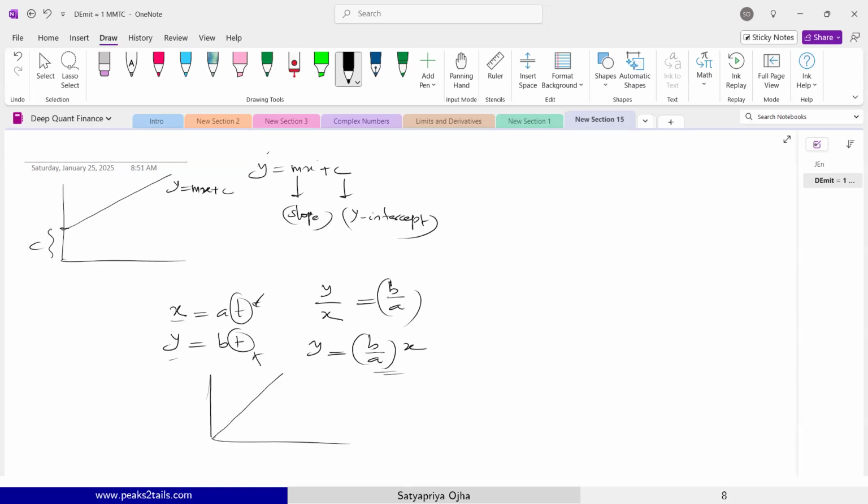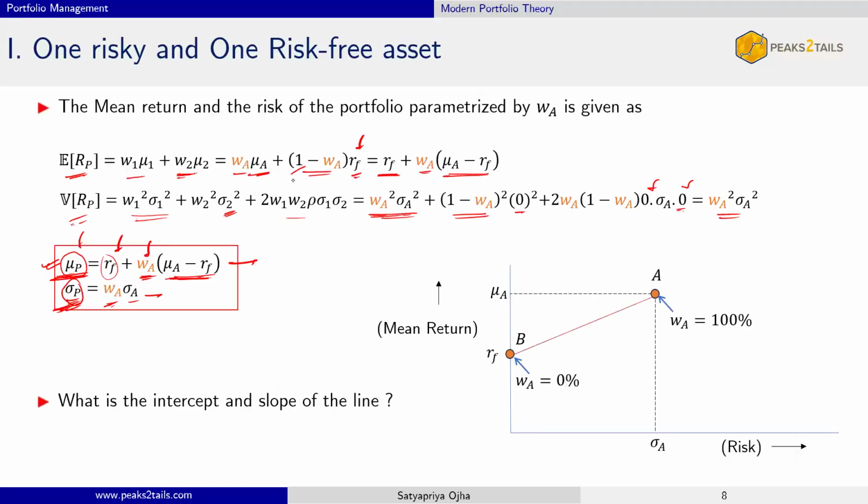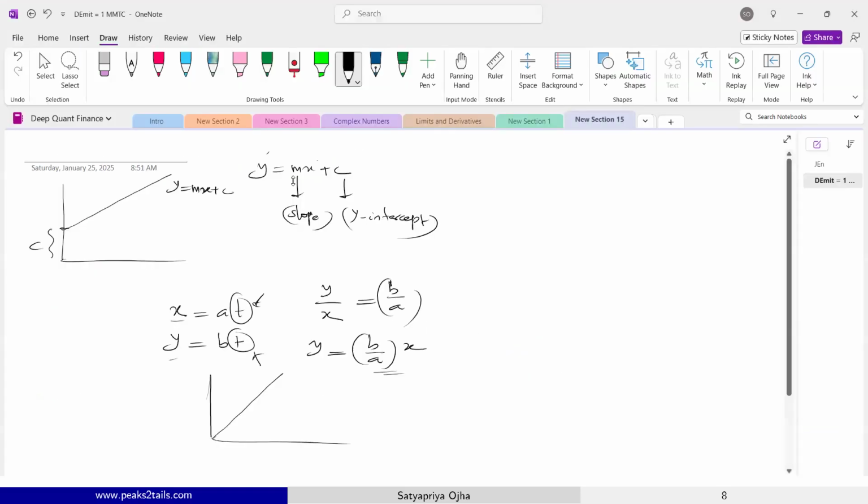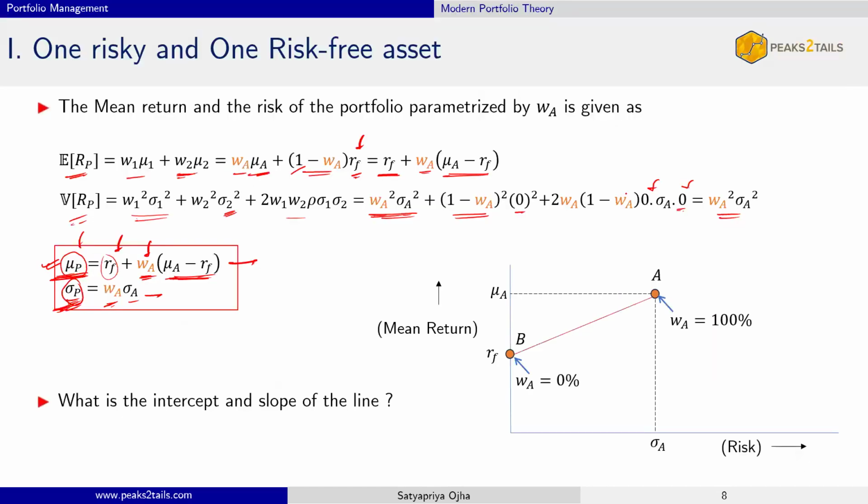Something similar we have here. So let's go back. We have mu P equal to RF plus WA times (mu A minus RF). Let me write it down: mu P equal to RF plus weight in asset A times (mu A minus RF).